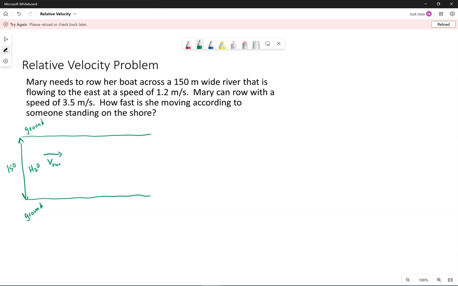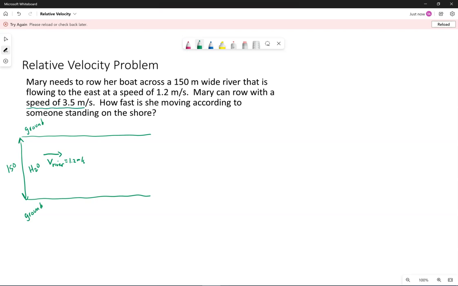V of the river is east at 1.2 meters per second. That means if Mary just flat out sits in her rowboat in the water, she's going to be traveling 1.2 meters per second east. But of course, she doesn't want to just go east. She wants to make it across the river.